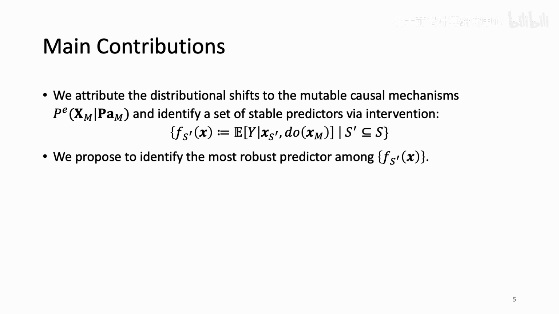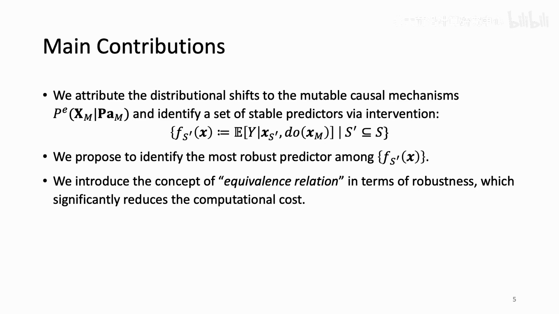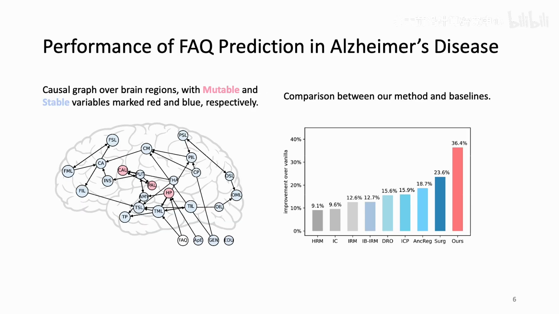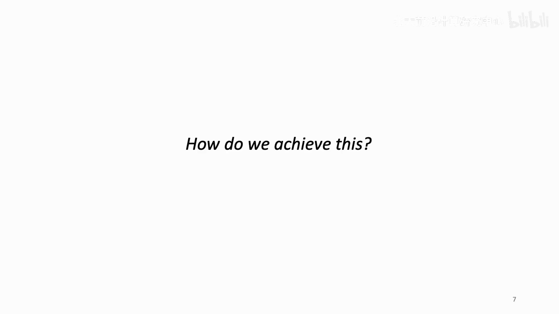Our contributions are threefold. First, we attribute the distributional shifts to the mutable causal mechanisms and identify a set of stable predictors. Then, among these stable predictors, we propose to identify the most robust one. Finally, to reduce the computation cost involved, we introduce an equivalence relation and show it can reduce the complexity from NP to P. Here is the performance of our method in FAQ prediction in Alzheimer's disease. As we can see, our method significantly outperforms all baselines. How do we achieve this?